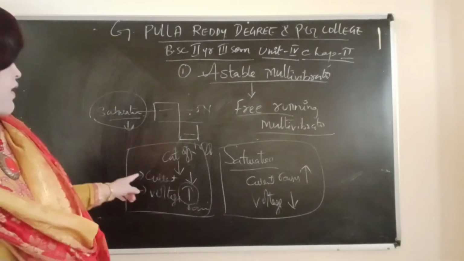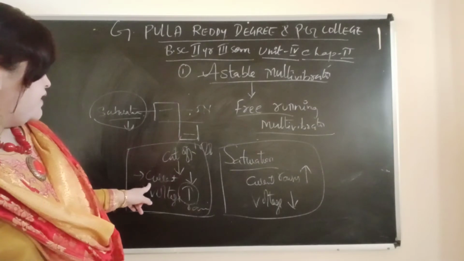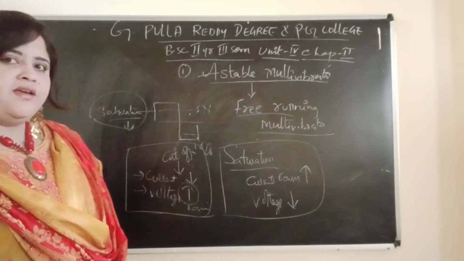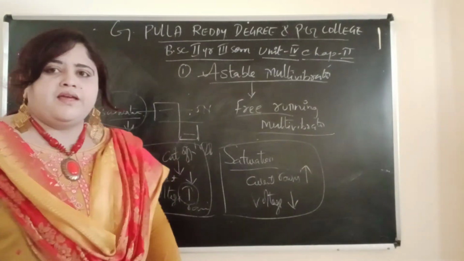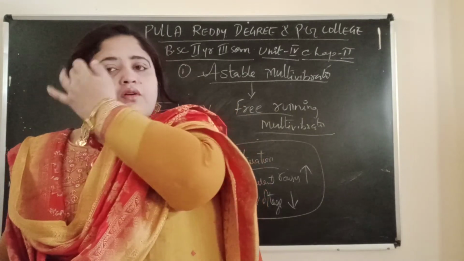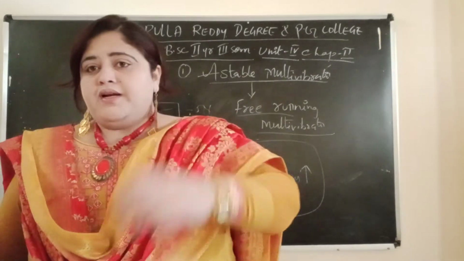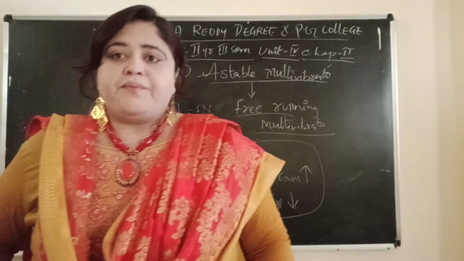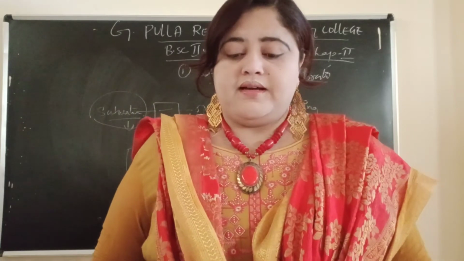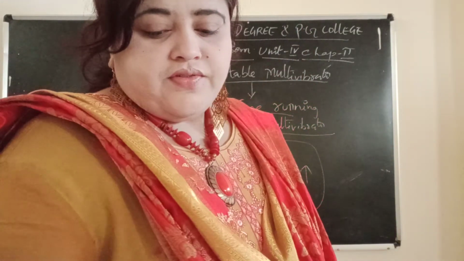Keep in your mind, whereas in cutoff, current will be decreasing and voltage will be increasing. This you should keep in your mind, compulsory, because for these three multivibrators you should remember this point. Very important point it is. Now next we are going to start the astable multivibrator circuit diagram.